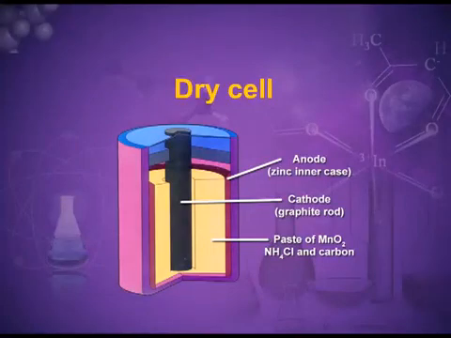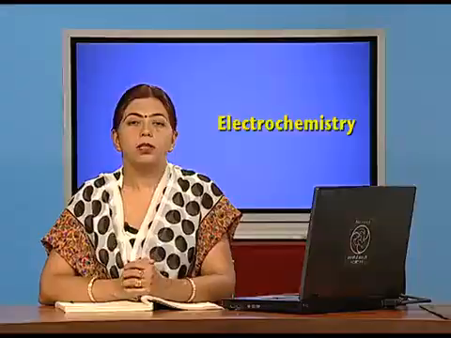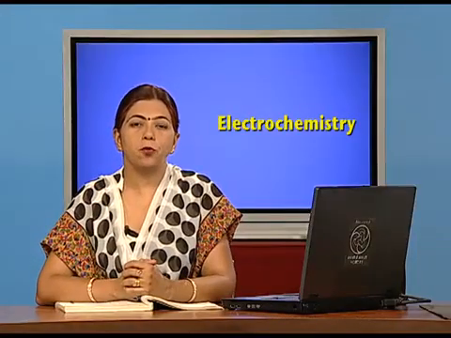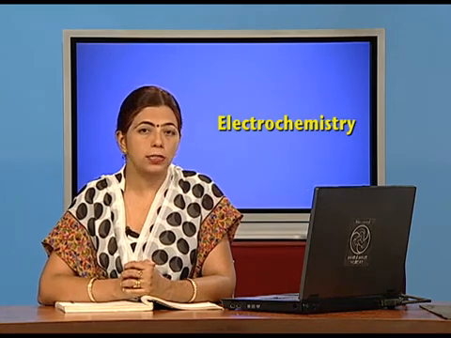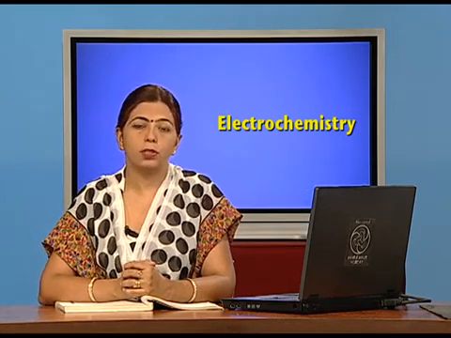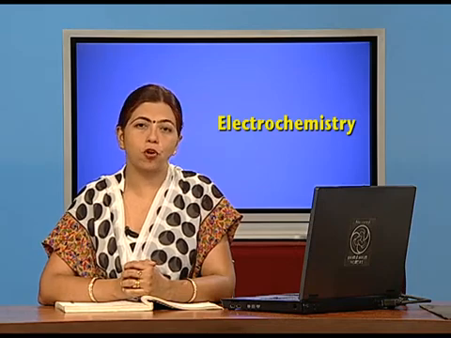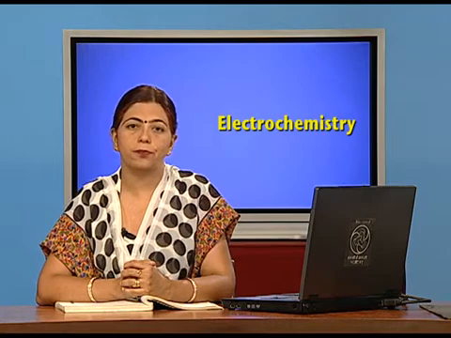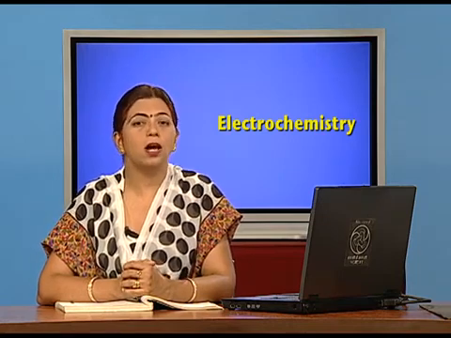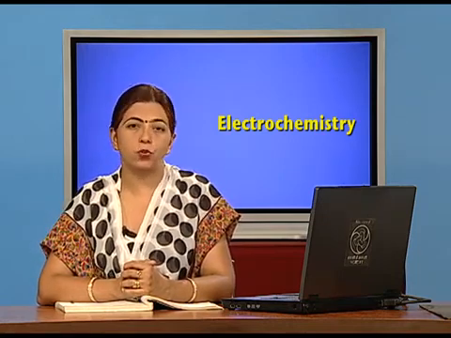In the dry cell, there is a zinc container that acts as the anode. The cathode is made up of a graphite rod surrounded by manganese dioxide. The electrolyte is a paste of ammonium chloride and manganese dioxide. The zinc acts as the anode, which means it will lose electrons and get oxidized to the Zn2+ state. These two electrons are accepted at the cathode.